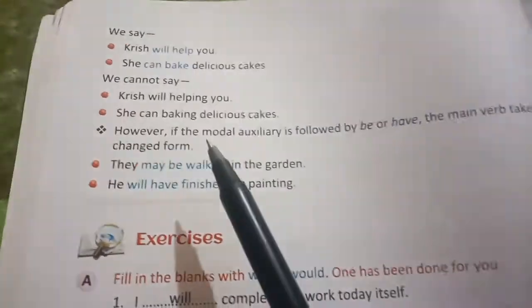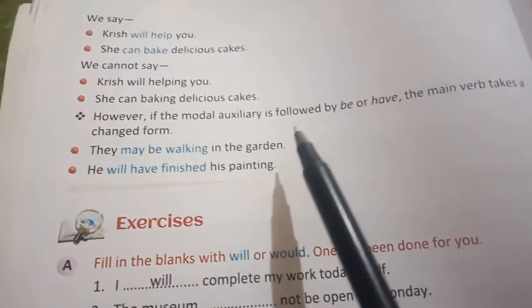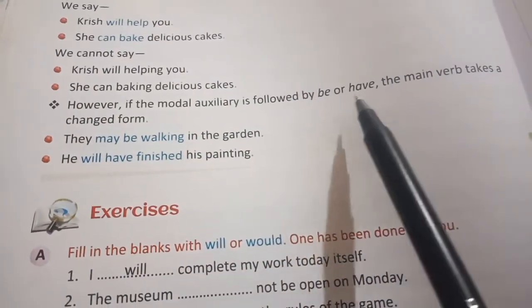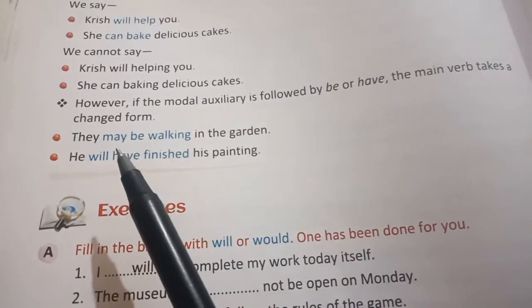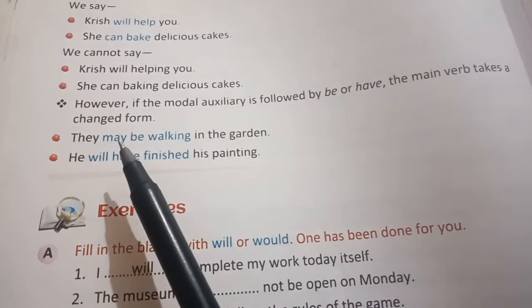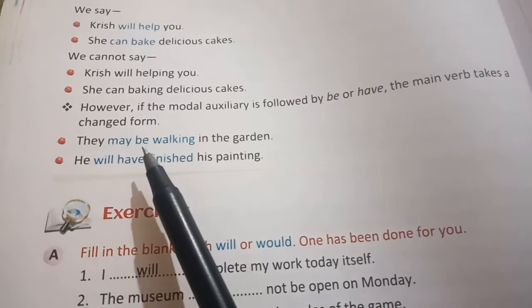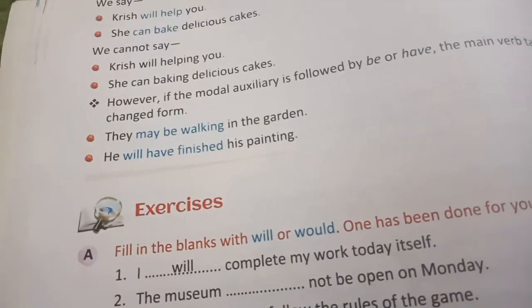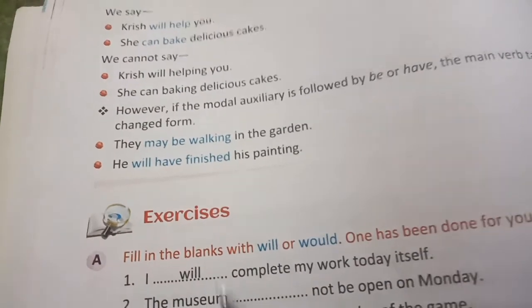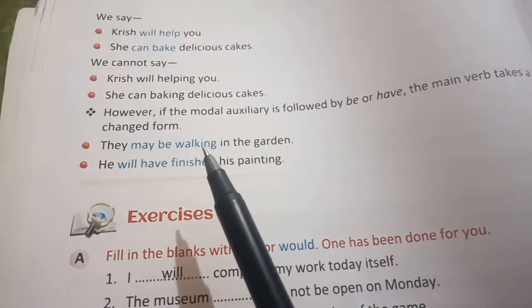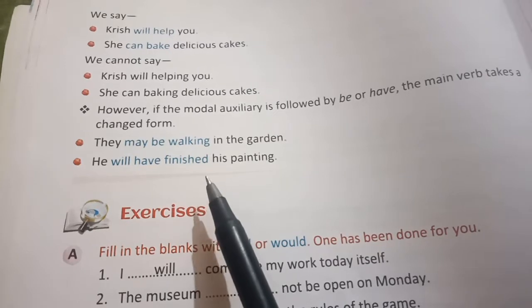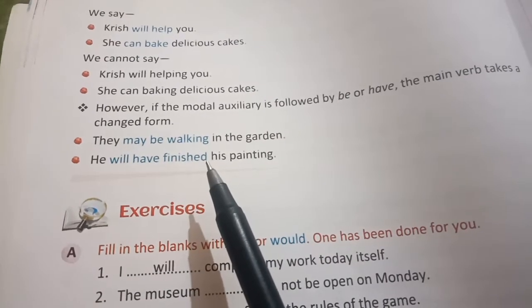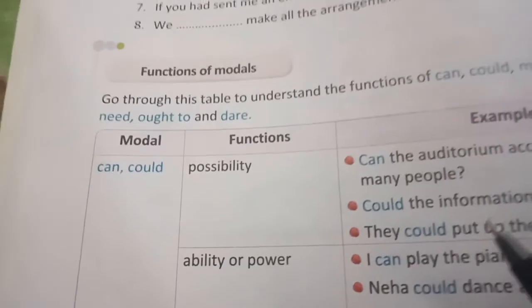However, if the modal auxiliary is followed by be or have, the main verb takes a changed form. If after the modal auxiliary we have the be form, then the present and past participle can be used. Understood? Now come to the function of modals.